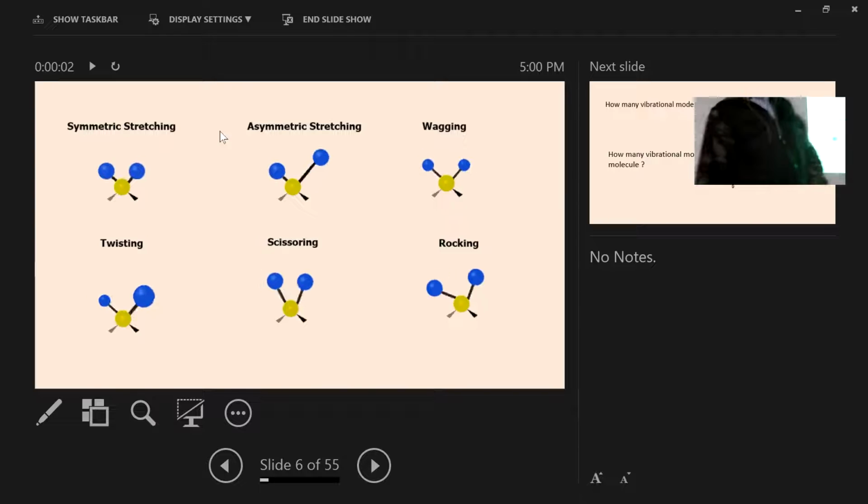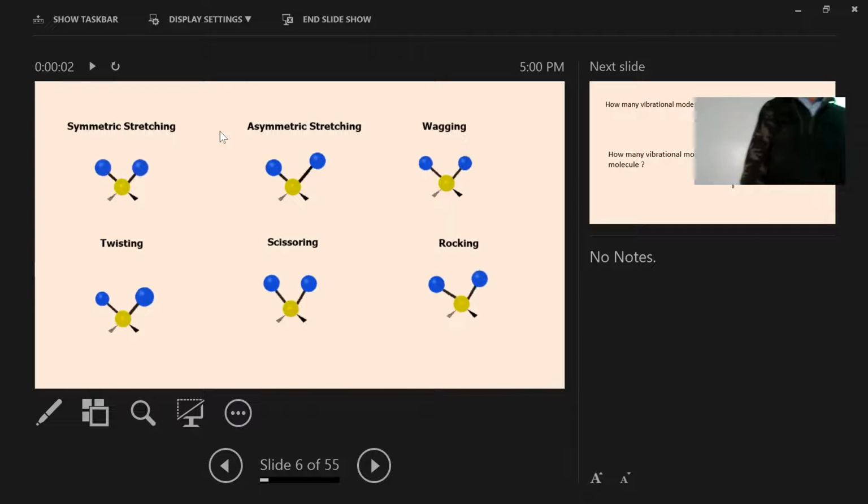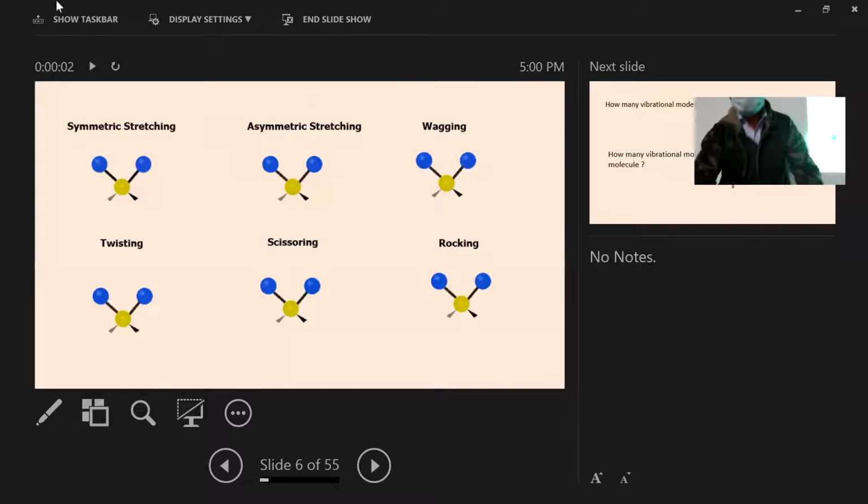Okay. This is the dancing molecule. Dancing molecule, I wanted to show something. What is this? Someone is asking.